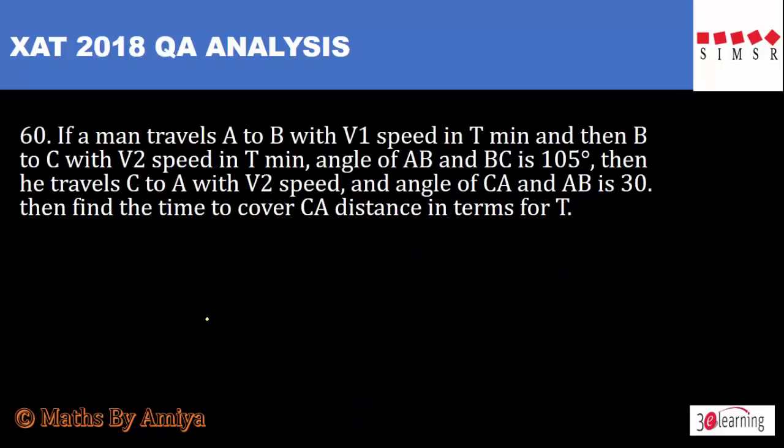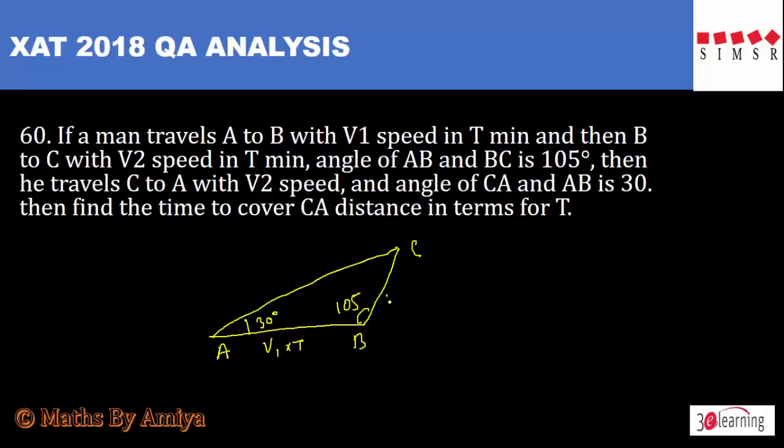Question number 60, a classical question of trigonometry. I would say please pause the video and read the question. Okay, in this we have to create a triangle A, B and C with this angle 105 degrees and this angle nothing but 30 degrees. Here we have speed v1 and time t. Here we have speed v2 and time t. Here we have speed v2 and we need to find time x.